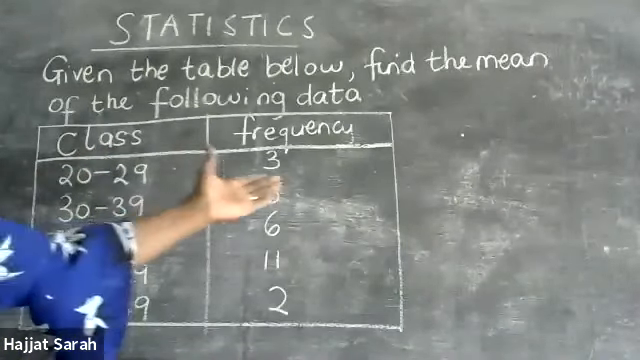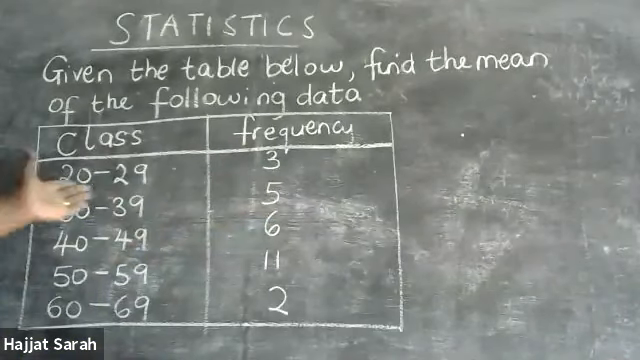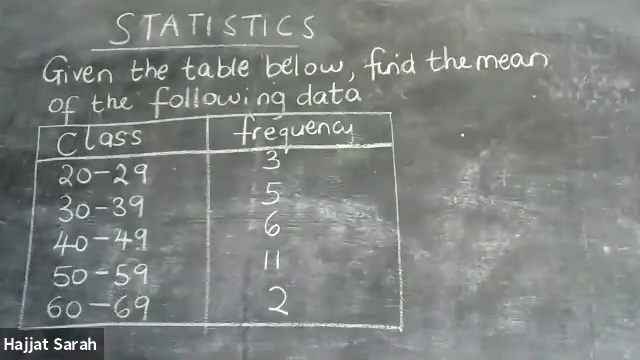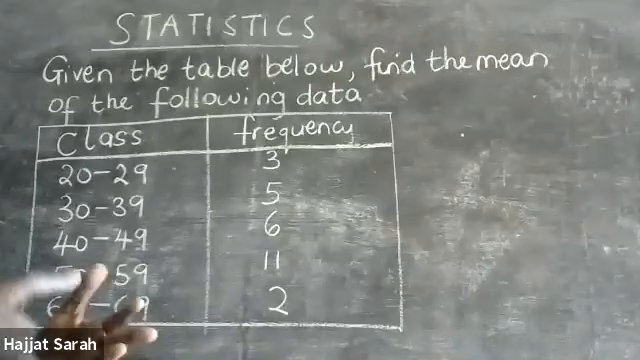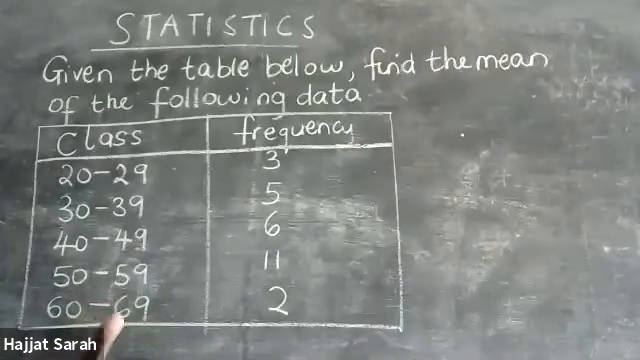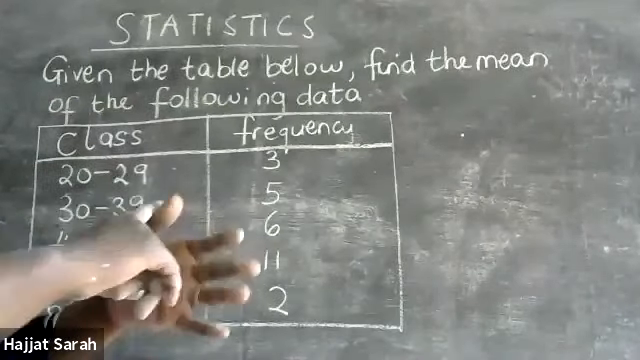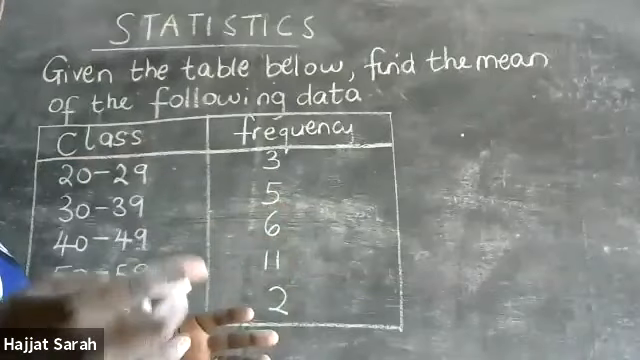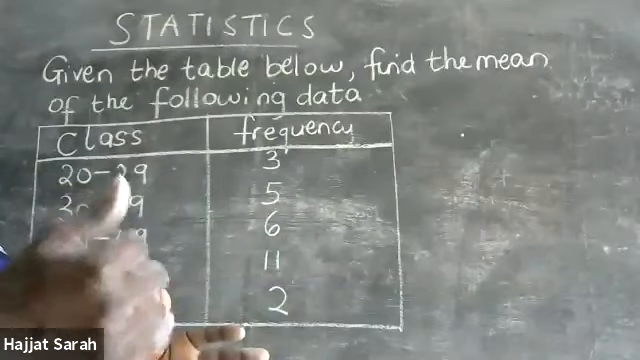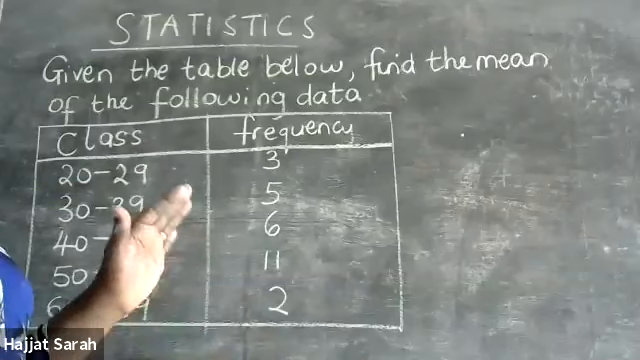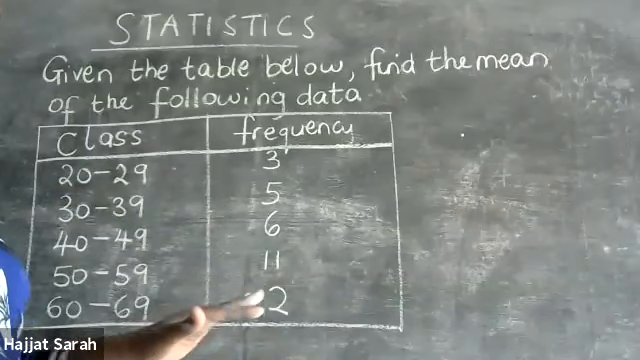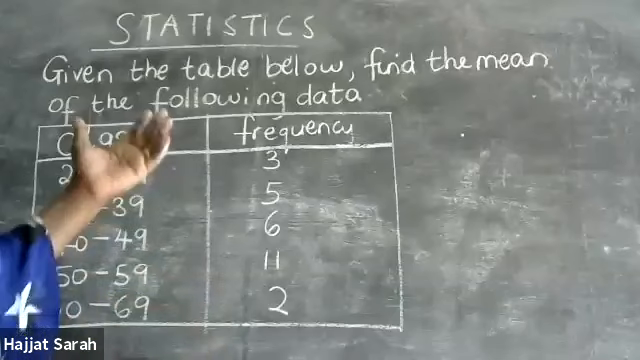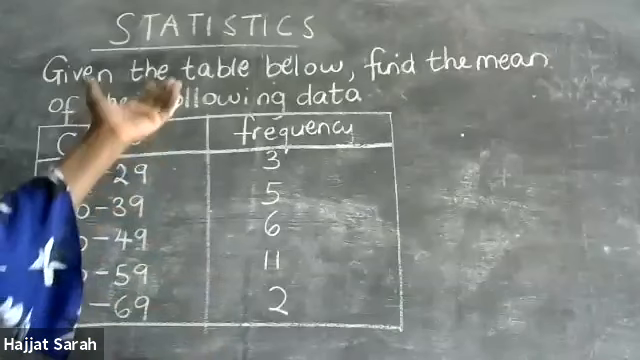Who can tell us what our class interval is? What is the width? 20 to 29. What is your width? They are 10. So you make sure they are 10. So you don't say 20 to 30, they will be 11. But 20 to 29, it will be 20, 21, 22, 23, 24, 25, 26, 27, 28, and 29. And we already know our summation of F.